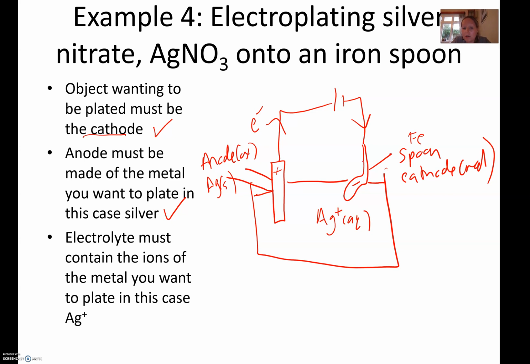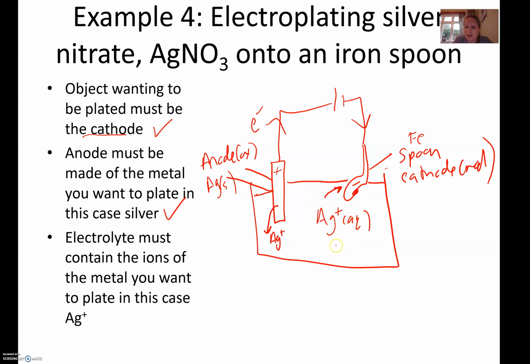And the reason why is oxidation and reduction happen simultaneously. So as soon as we turn on the power supply, one of these silver atoms is going to become a silver ion, but at the same time there has to be silver ions in here, because at exactly the same time a silver ion forms a silver atom here. Okay, so we need to contain silver ions.